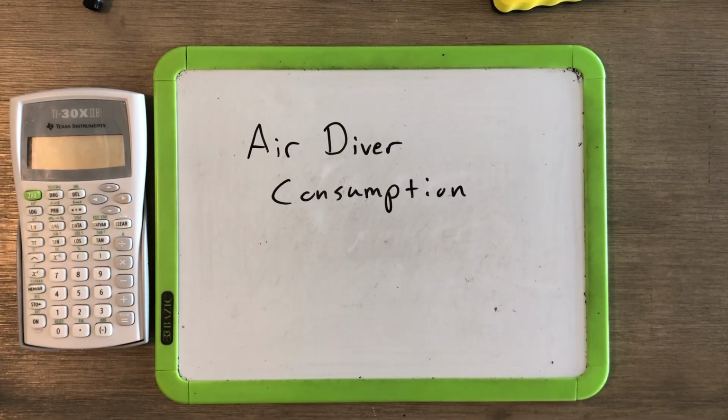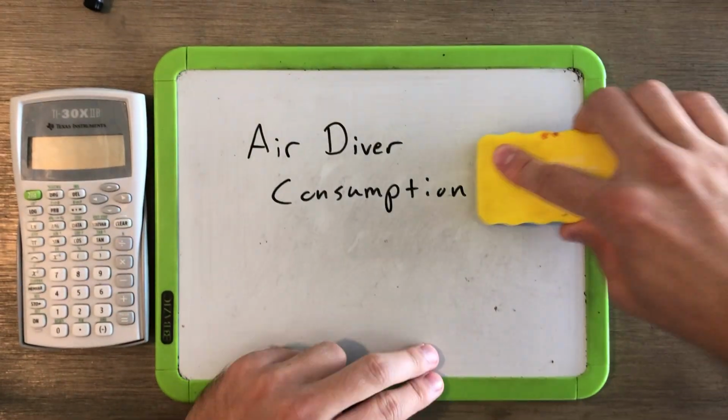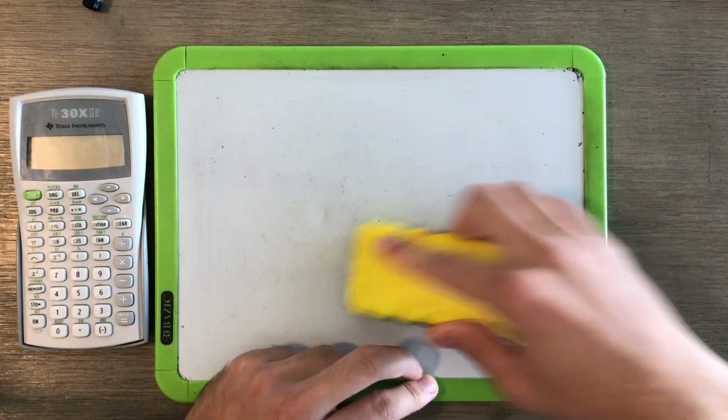All right, next we're going to be talking about air diver consumption. This is how much air a diver is using during the dive. It's going to be given in standard cubic feet a minute. So we'll go ahead and take a look at that real quick.